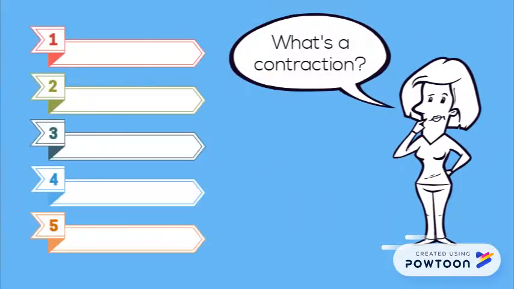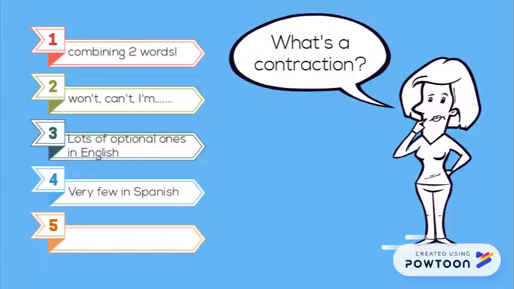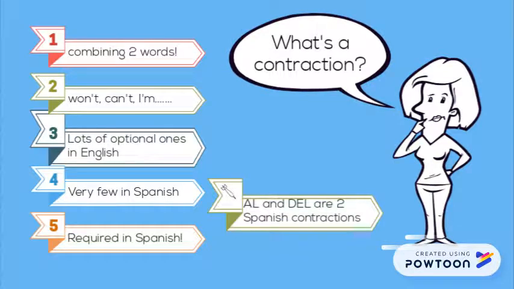Okay, so today we're going to be talking about two contractions in Spanish, and if you don't remember what a contraction is, we have quite a few of them in English. It's the combination of two words, so will not becomes won't, or cannot becomes can't. The contractions in English are always optional. In Spanish, there aren't very many contractions, but you have to use them. So one of the Spanish contractions is al, and another one is del.